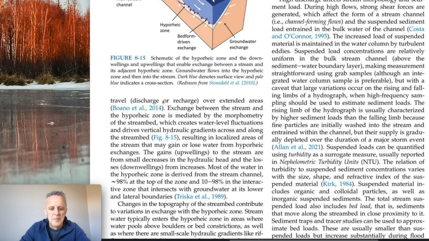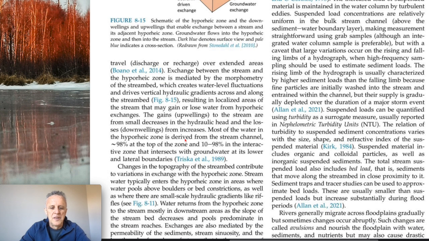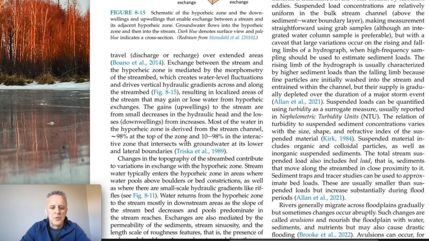Exchange between the stream and the hyporheic zone is mediated by the morphometry of the stream bed, which creates water level fluctuations and drives vertical hydraulic gradients across and along the stream bed, resulting in localized areas of the stream that may gain or lose water from hyporheic exchanges. The gains, upwellings to the streams, are from small decreases in the hydraulic head, and the losses, downwellings, from increases.